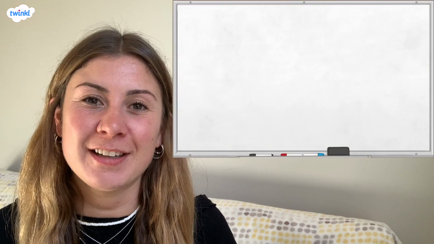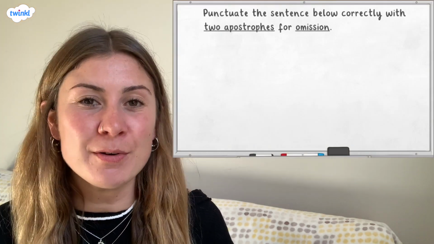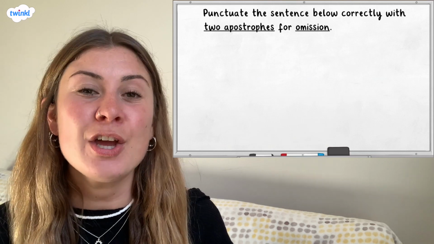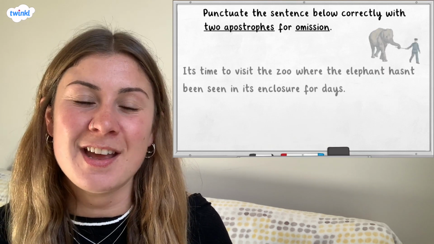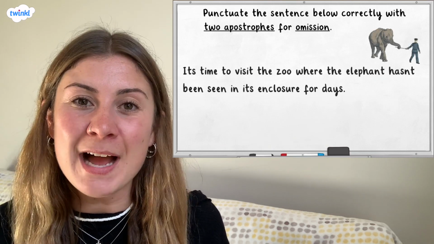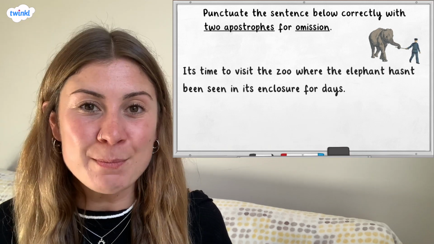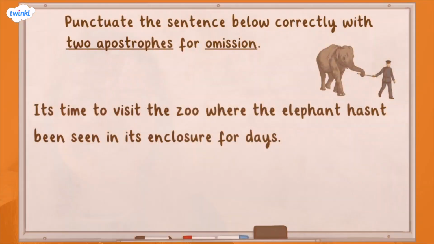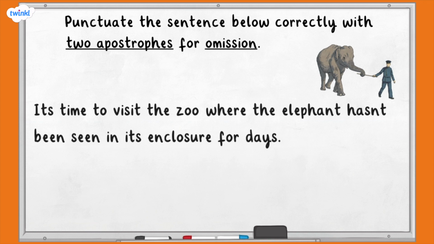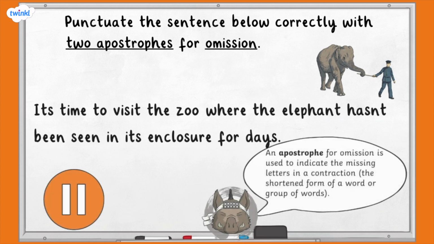Hoo-yah! Let's take a look at one more question. This question asks you to punctuate the sentence correctly using two apostrophes. You might want to say your answer out loud, or you could write it on a whiteboard or a piece of paper. It's time to visit the zoo, where the elephant hasn't been seen in its enclosure for days. Pause here to have a go at punctuating the contractions.